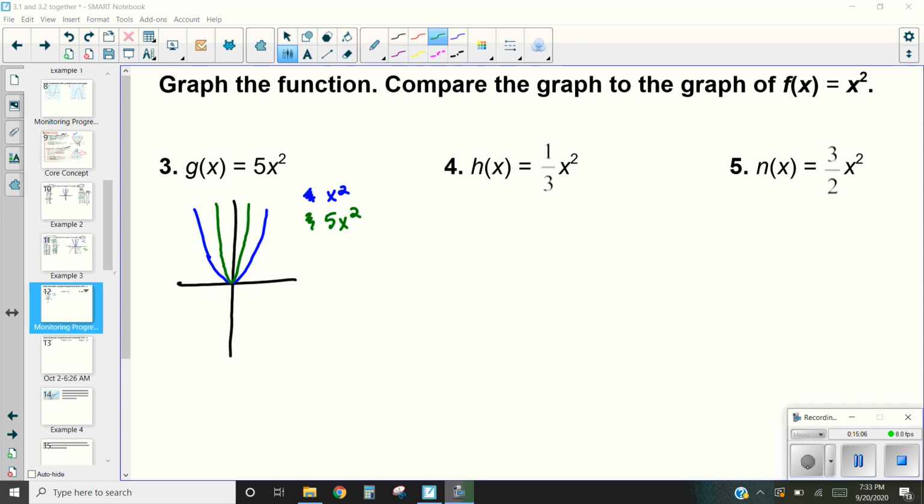Okay, hopefully you had a second to graph this and compare what these graphs look like. As we're comparing these graphs, here's what my graph looks like. Notice how this 5x squared had a vertical stretch, and that vertical stretch was by a factor of 5. It got 5 times thinner than that original function. So I want you to go through these next two, graph them, see what happens, and then unpause the video and we will double check them together.